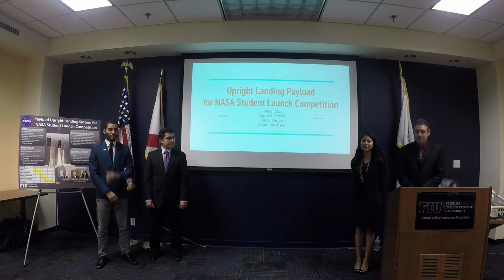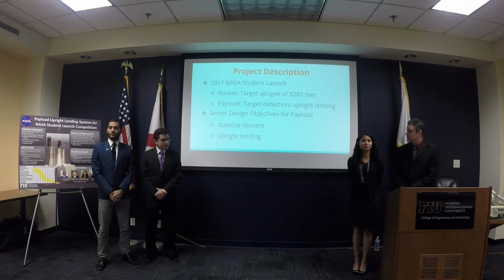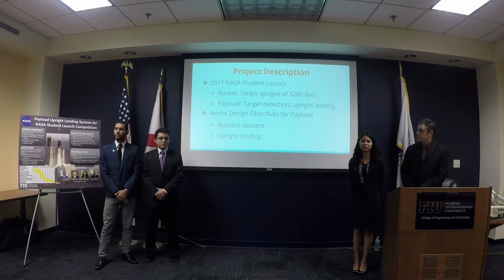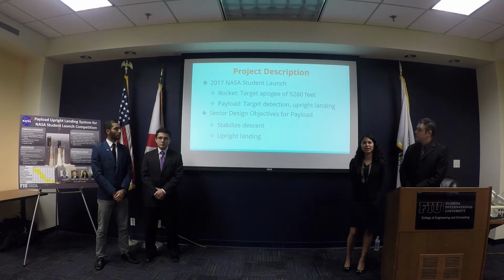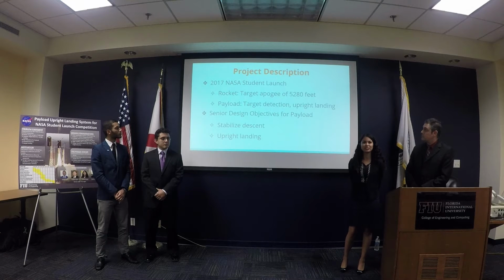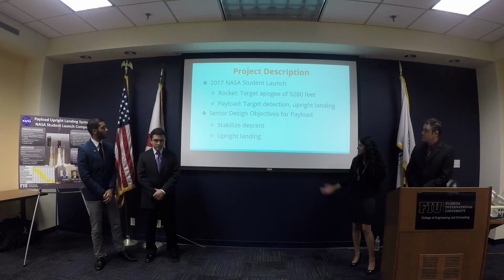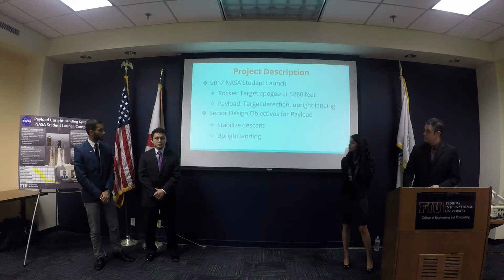And we're working on the upright landing payload for the NASA Student Launch. The purpose of this project is, the competition is to be able to design and manufacture a rocket that reaches an apogee of 5,280 feet and have a payload that is able to have a stabilized descent and an upright landing. Our senior design objective for the payload is to stabilize this descent so it lands upright.